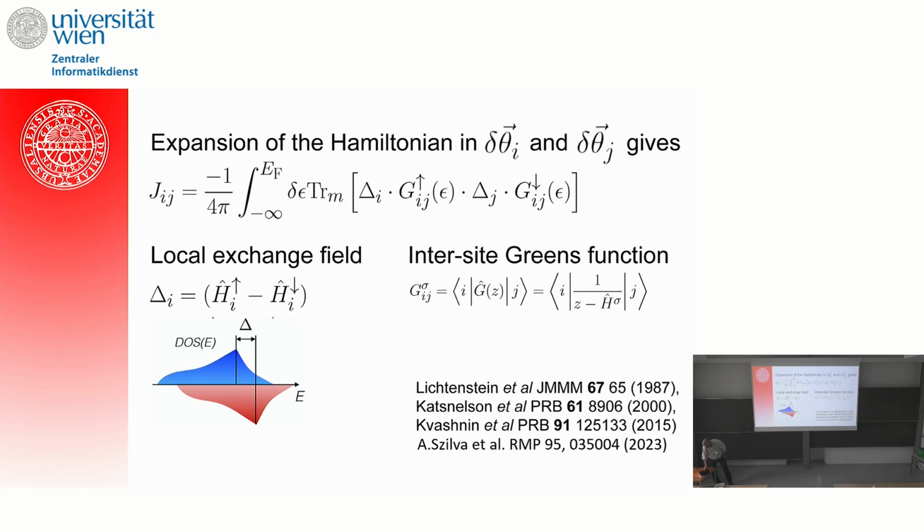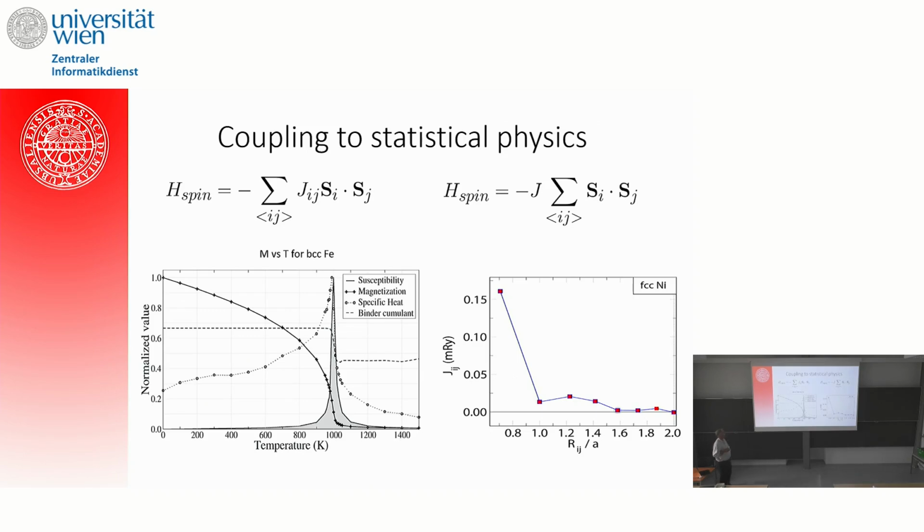So that looks now as follows. Here is an example of FCC nickel, the calculated exchange interactions as a function of distance in the lattice divided by the lattice parameter. So the nearest neighbor interaction is dominating, but in nickel as well as for all metals, the exchange interaction is not nearest neighbor only, it has a second nearest neighbor, third, and actually there's a tail of interactions that go all the way out here.